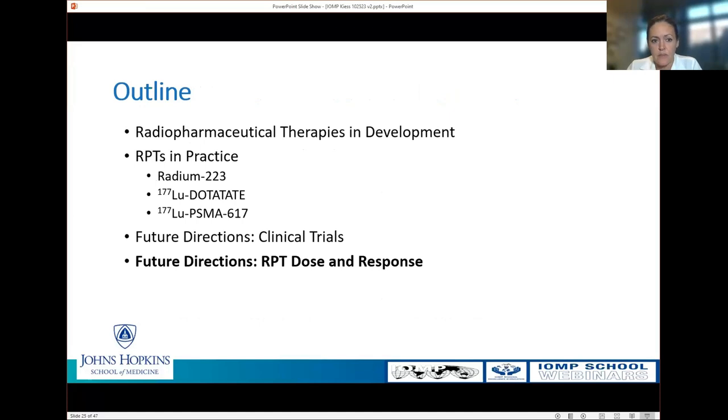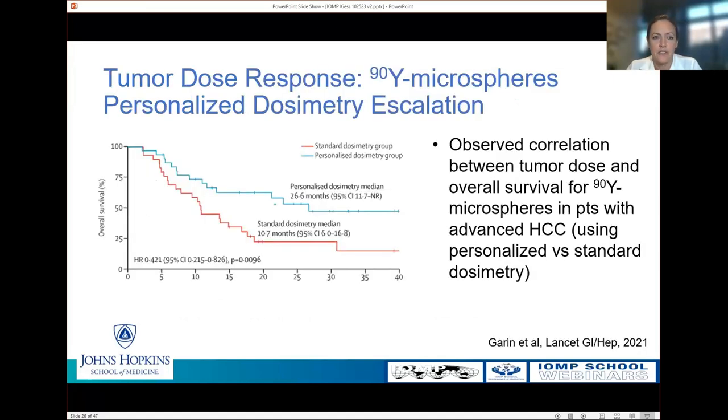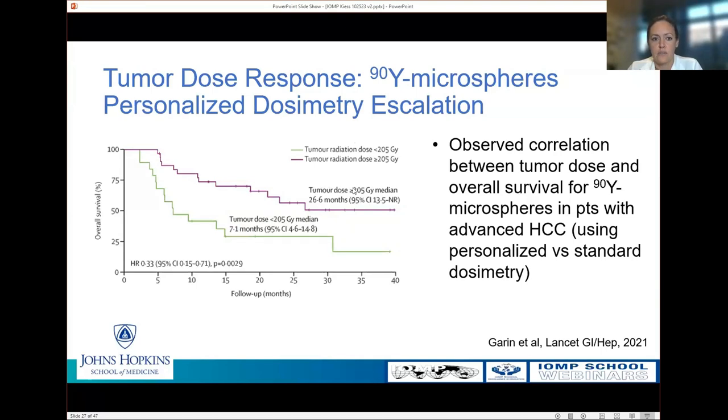So turning more specifically to the assessment of dose and response, there are multiple studies recently showing what we know to be true empirically. If we increase the absorbed dose to tumors, we will have increased tumor response. So this landmark study of yttrium 90 microspheres for patients with advanced hepatocellular carcinoma is the DOSISPHERE study. This was a randomized study where patients were randomized to standard dosimetry prescribing 120 gray to the tumor versus personalized dosimetry where the dose was escalated to greater than 205 gray to tumor while respecting some normal tissue constraints, including liver constraints. There was an overall survival benefit, 26.6 versus 10.7 months for the patients that had personalized dosimetry, and that correlated with the higher tumor dose of greater than 205 gray to the tumor versus less than 205, resulting also in an overall survival benefit.